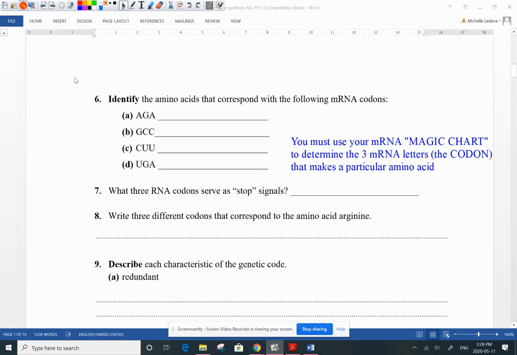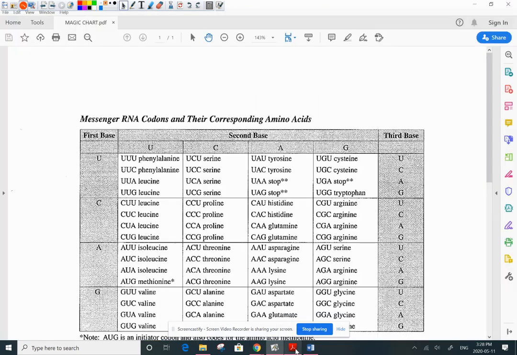Okay, so this question, when you are asked to identify amino acids that correspond with mRNA codons, this is where you got to grab your magic chart out. You have these list of mRNAs, and you're going to determine the 3-letter mRNA codon that makes a particular amino acid. Okay, so if you just turn to your magic chart, and so I'm going to pull up my magic chart, and here's the first 3-letter AGA. These are the mRNA letters, so we call this an mRNA codon. So there was a DNA sequence which got transcribed into mRNA.